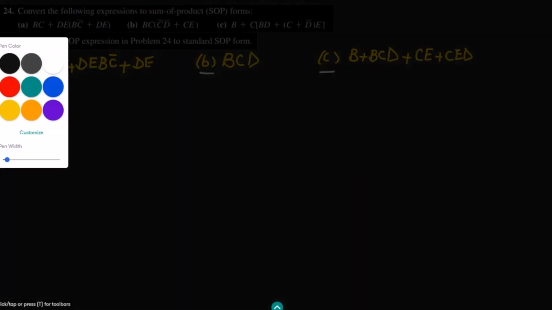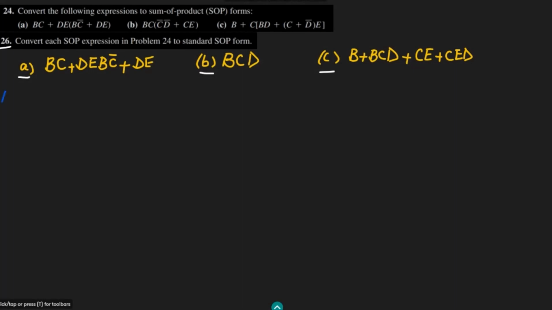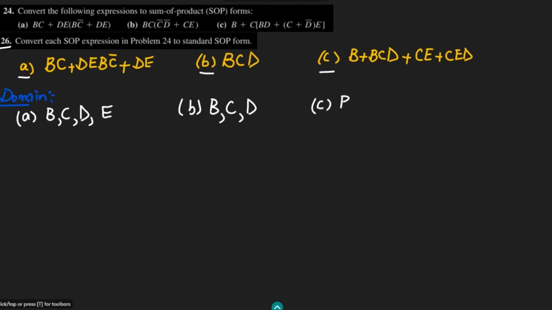So before that, let me write the domain of these. The domain for A is B, C, D, E. For B it is B, C, D. And for C we have B, C, D and E as well. So these are the domains for each of the questions in A, B and C.